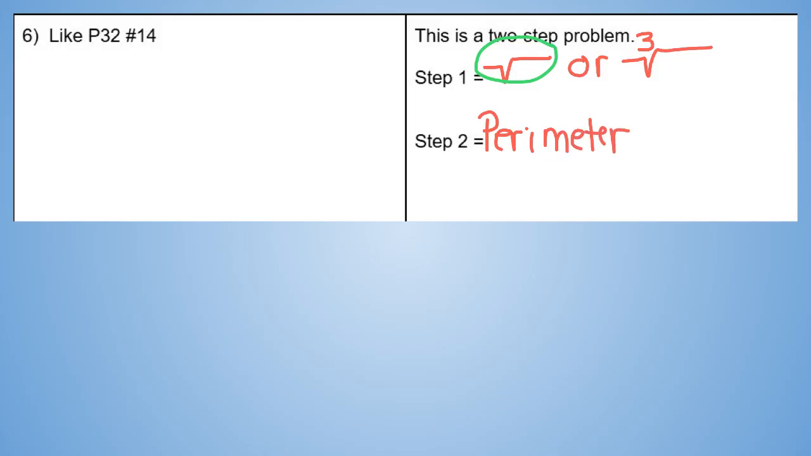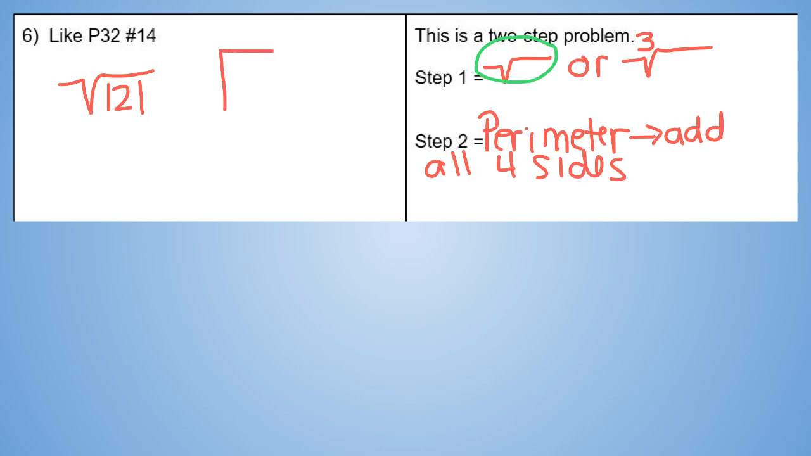When you're doing perimeter, you are going to add all 4 sides. So in this case, I'm going to want to figure out the square root of 121. Here's my sandbox. Each side, because the square root of 121 is 11, the bottom's 11, the right side's 11, the top is 11, and the left side is 11 for an answer of 44.